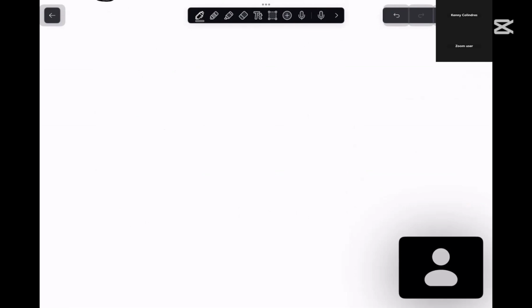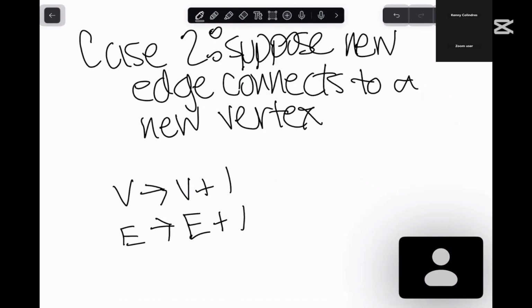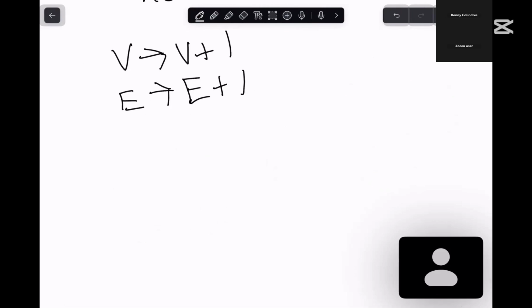Now we move on to case 2. Suppose that instead, the new edge connects to a new vertex. In this case, because there's a new edge and a new vertex, V is going to turn into V plus 1, and E is going to be E plus 1. There will be no change in F because no new face was added, so F will stay the same.